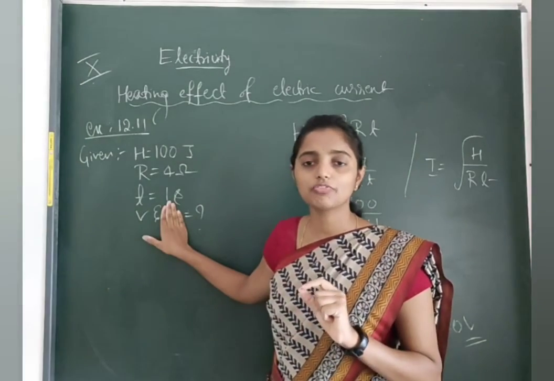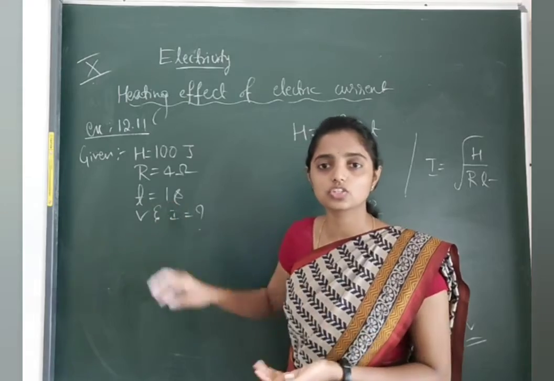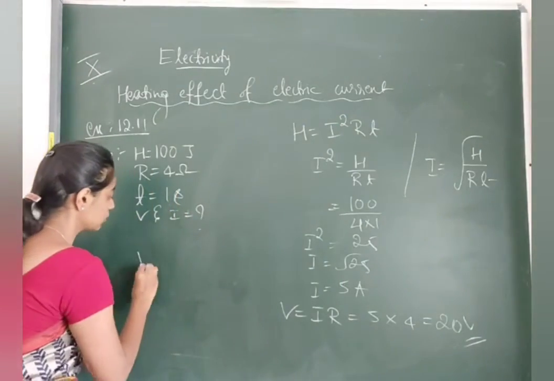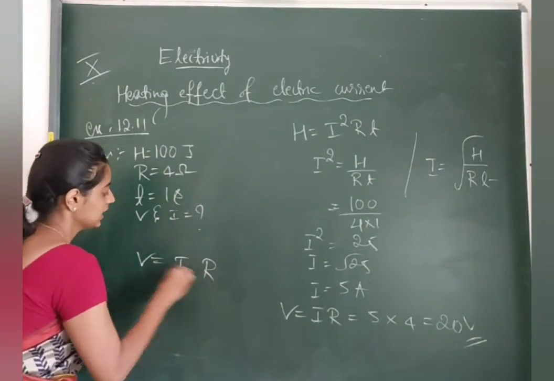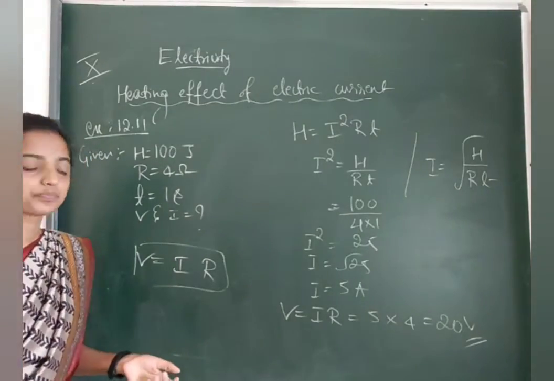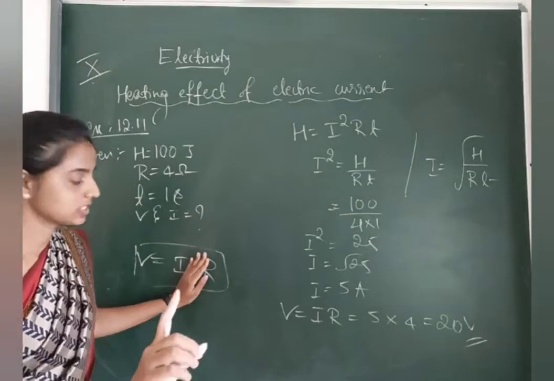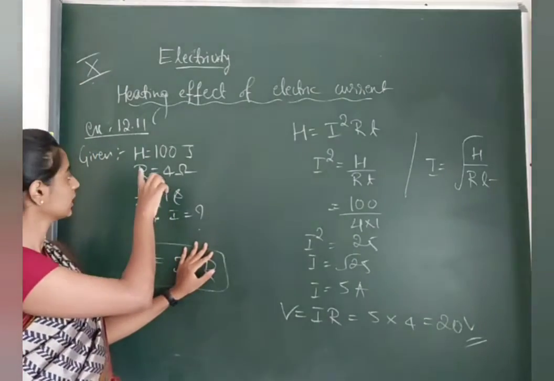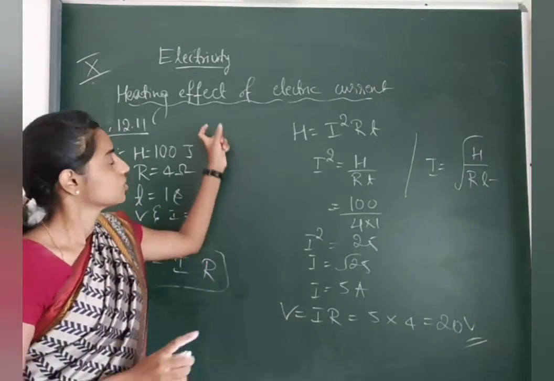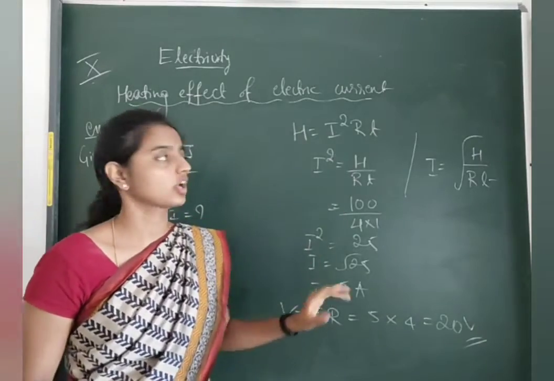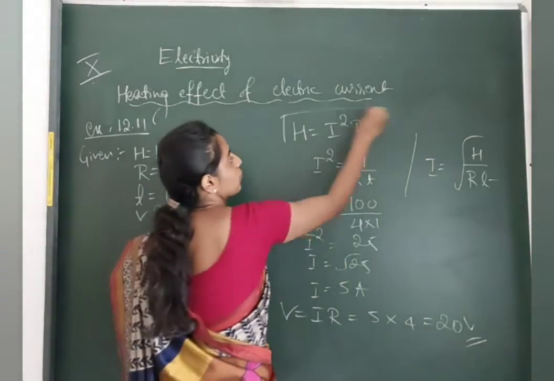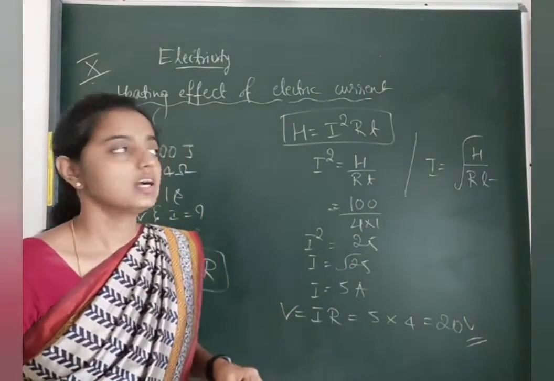But remember, how to find out V? That is nothing but Ohm's law equation. So what is that equation? V is equal to I R. This is the Ohm's law, right? V we need to find out. Once again, before that, all they are given H, R, T, right? So take the equation, Joule's law equation. What is that? H is equal to I square R T.